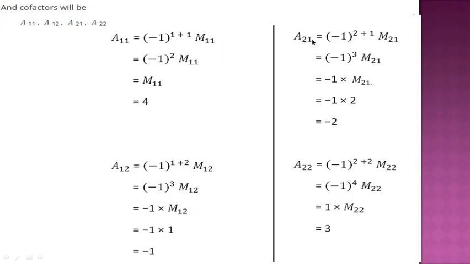Same way we'll calculate for A21, 3. It means it will give us a negative sign. And A22 means 2 plus 2, 4, an even number, so it will give us a positive sign into the value of M22, the minor 2, 2. That's how we calculate minors and cofactors.